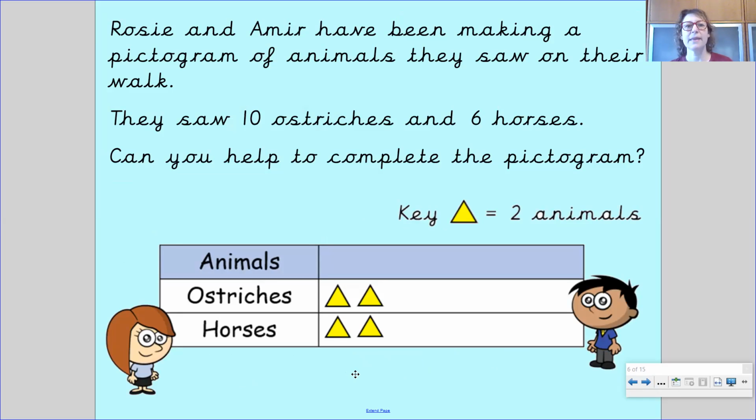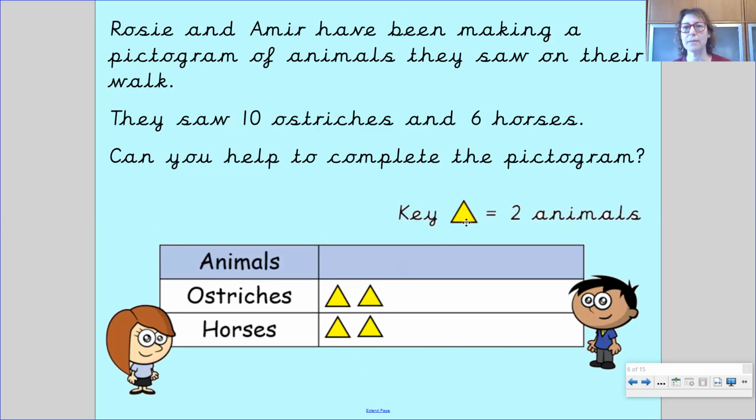Rosie and Amir have been making pictograms of animals they saw on their walk. They saw 10 ostriches and 6 horses. Where on earth did they go for a walk? Can you help them to complete the pictogram?